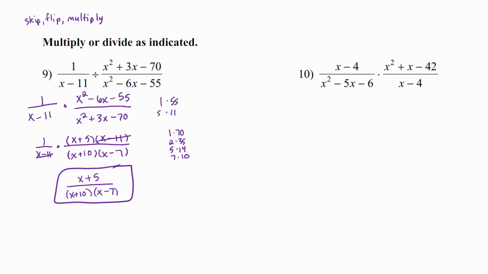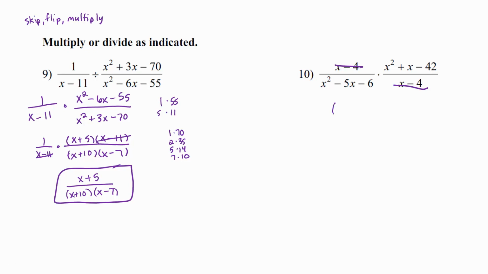You can't cancel the 5 and the 10, even though if it was just a 5 and a 10, they would cancel and make a half. Having x plus something changes that. It doesn't work. On the second one, it's multiplication, so we don't have to flip anything. And actually, right now, I could go ahead and cross those out. And so really, this is like having x squared plus x minus 42 over x squared minus 5x minus 6.